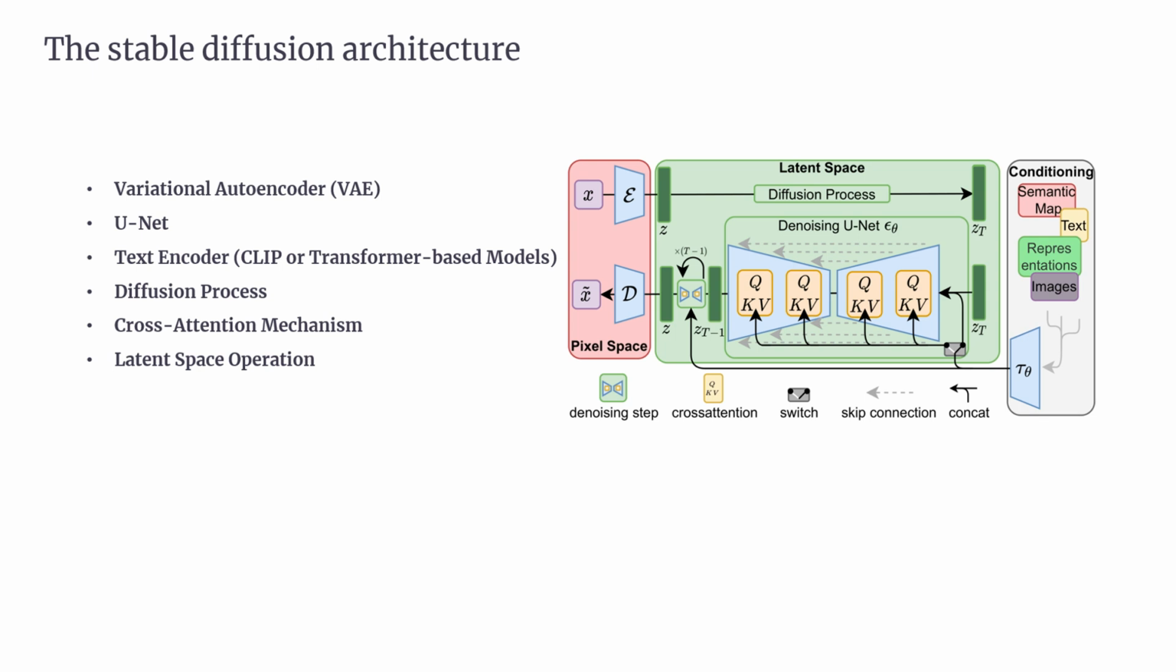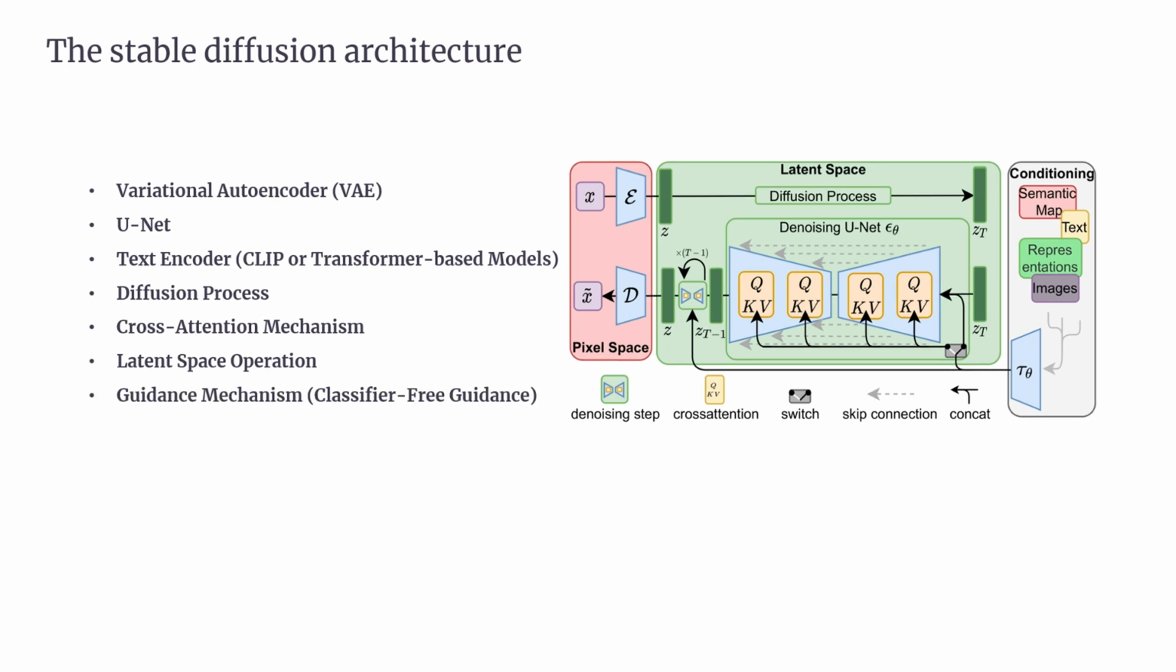The seventh, guidance mechanism, classifier-free guidance. Stable Diffusion also uses classifier-free guidance to help the model stay aligned with the text description during the generation process. By incorporating the text prompt directly into the denoising process, the model ensures that the final image is closely aligned with the description. This improves the quality and relevance of the generated images, especially when the prompt is very specific.